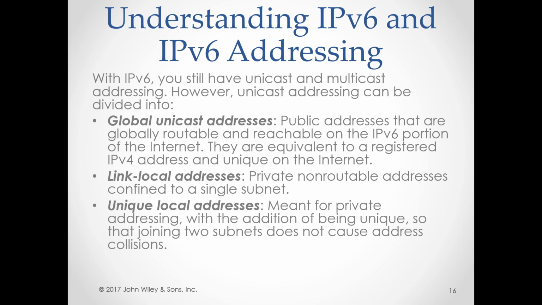Unicast addressing is divided into global unicast, which is our public IP address. The local link address, which is a private, non-routable address confined to a single subnet. Sound familiar? Or unique local address. This is also meant for private addressing with the addition of being unique so that joining 2 subnets does not cause address collision. So a unique local address can work across subnets.